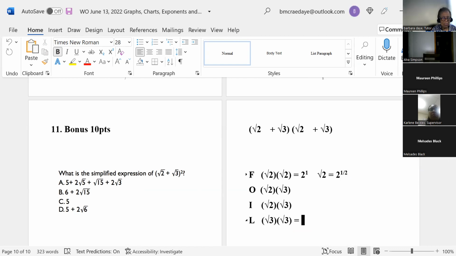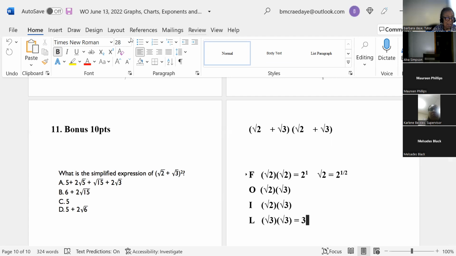Just follow what we did for the first. If square root of 2 times square root of 2 is 2 to the 1, square root of 3 times square root of 3 would be what? Mercedes? Half? No, no. Square root of 3 times square root of 3 would not be 2. 3 to the 1/2 times 3 to the 1/2 is 3 to the 1.